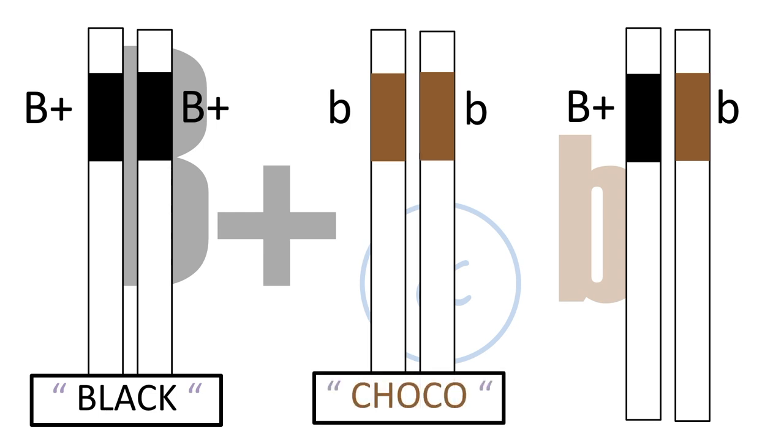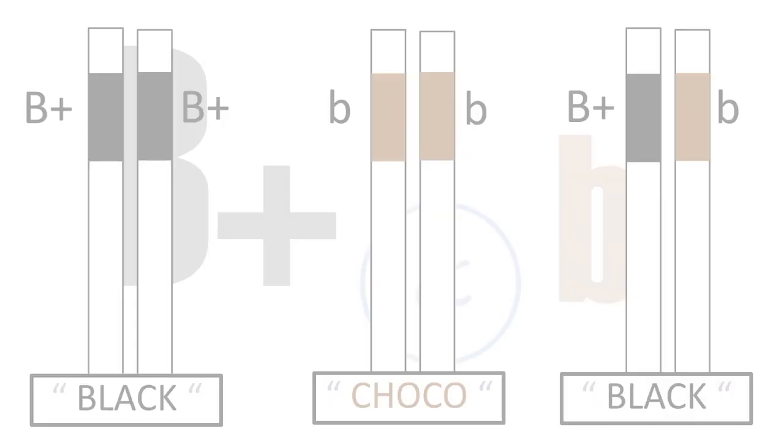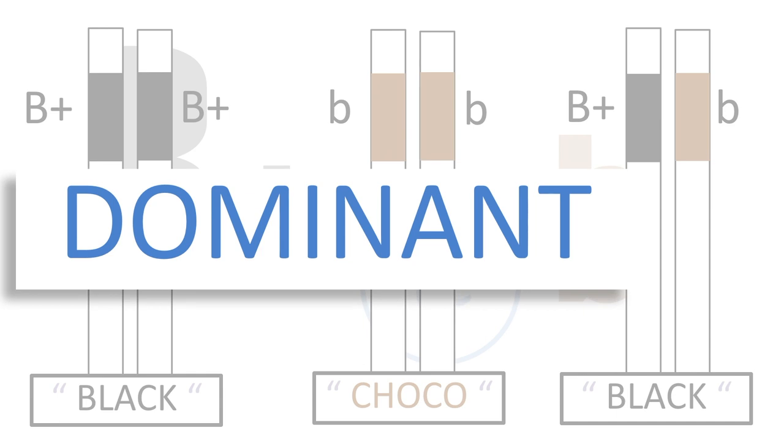And what about this one? A mix of both colors? That is a very common answer I get when I give this lecture. This one, in fact, is black. It is black because the allele big B is dominant. And here we are with a new concept you guys need to be aware of, the law of dominance.